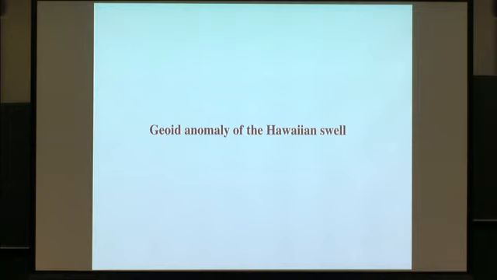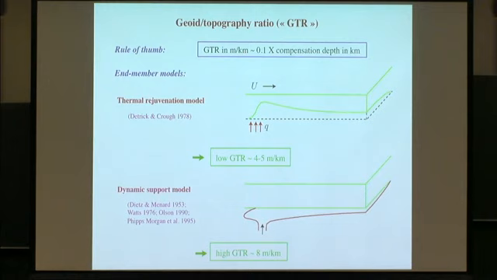So the parameter of interest is the ratio of geoid to topography, sometimes called the admittance. I use GTR to denote that. And the rule of thumb that geophysicists generally use is that this GTR in meters per kilometer is about 1/10 times the compensation depth of the mass in kilometers. So I'll give you an example with two end-member models.